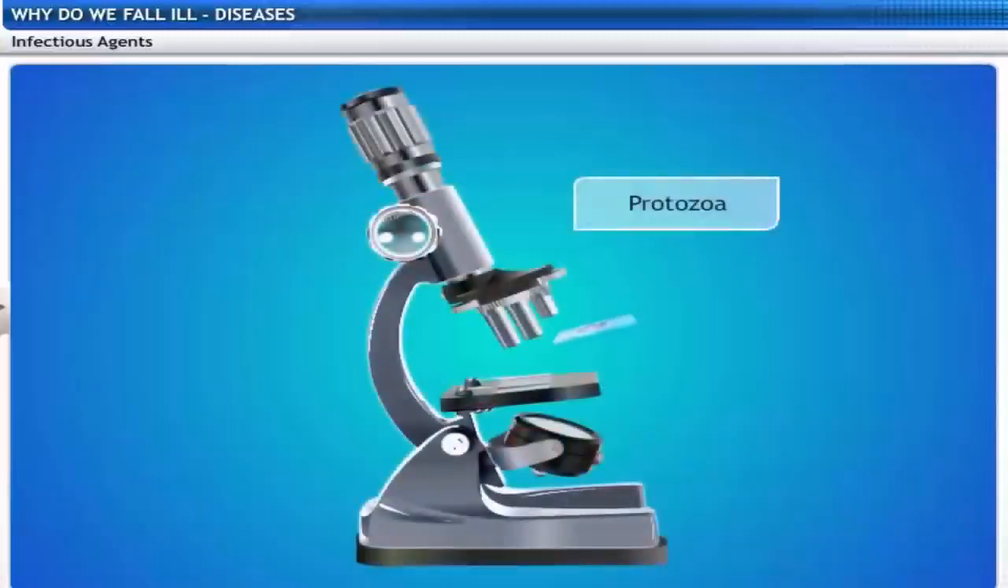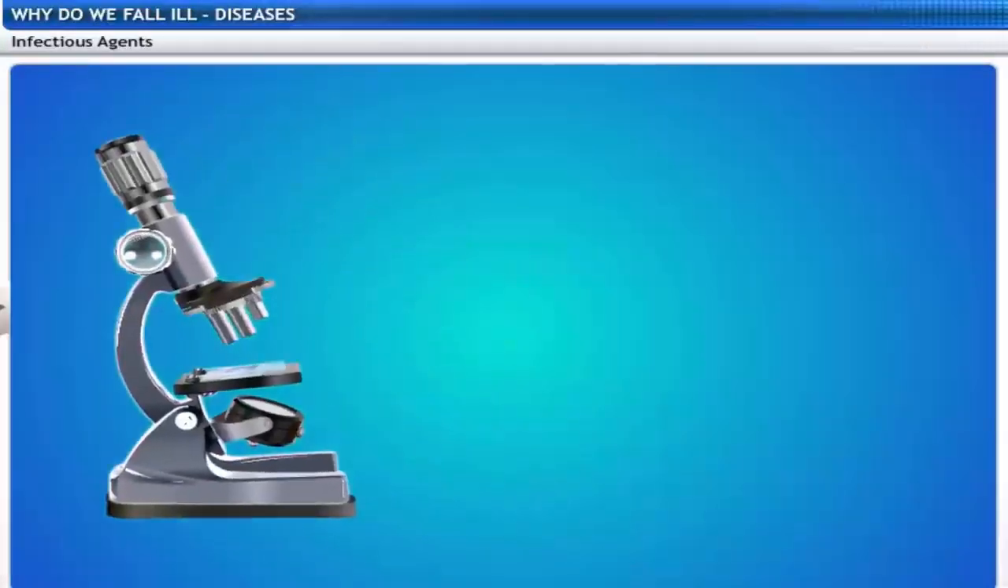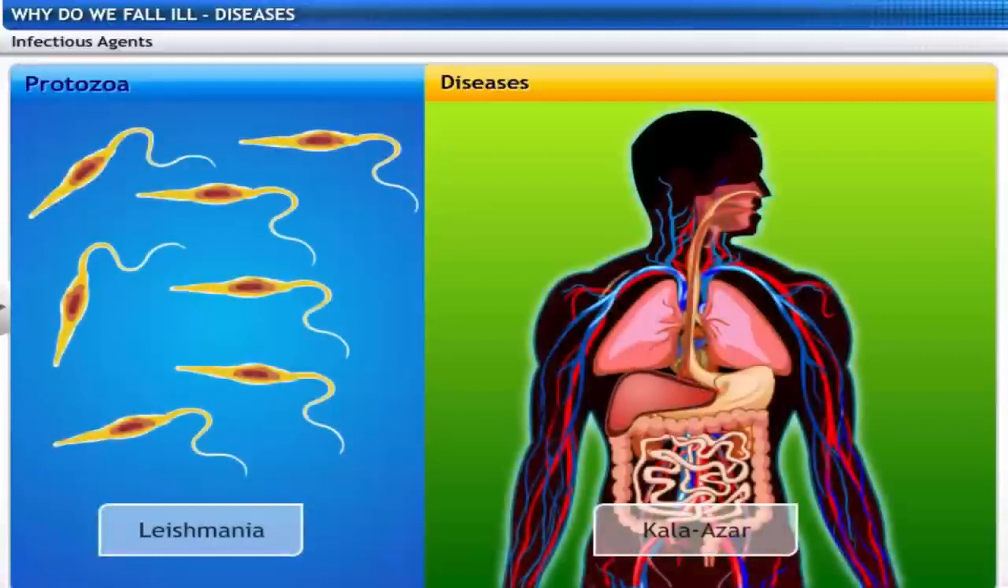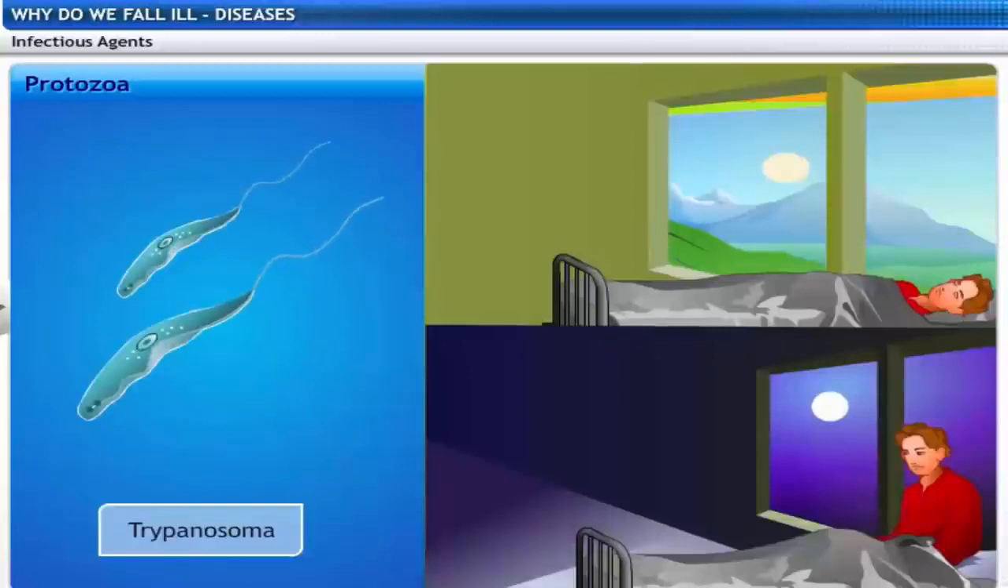Protozoa are parasitic organisms that can be seen only under the microscope. Protozoan organisms like Leishmania cause Kala-Hazar disease, manifested with fever and enlargement of the liver. Trypanosoma cause sleeping sickness, manifested with confusion, sleeping during the day, and staying awake during the night.